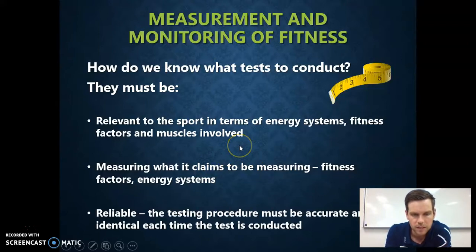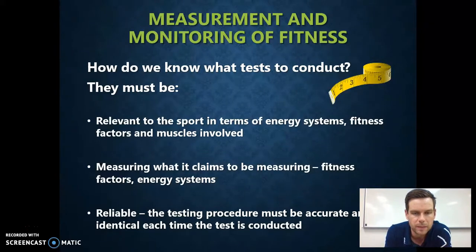And the last one is making sure that our fitness tests are reliable. So the testing procedure is accurate and identical each time the test is conducted. So for example, the beep test, you might go inside the gym one day and do a beep test, but then 6 weeks down the track, you don't have access to the gym, so that means you have to go outside and conduct the test on the oval. So that's not repeating the test identically each time. You're changing something in the environment. So those results aren't going to be as reliable as what they could be.